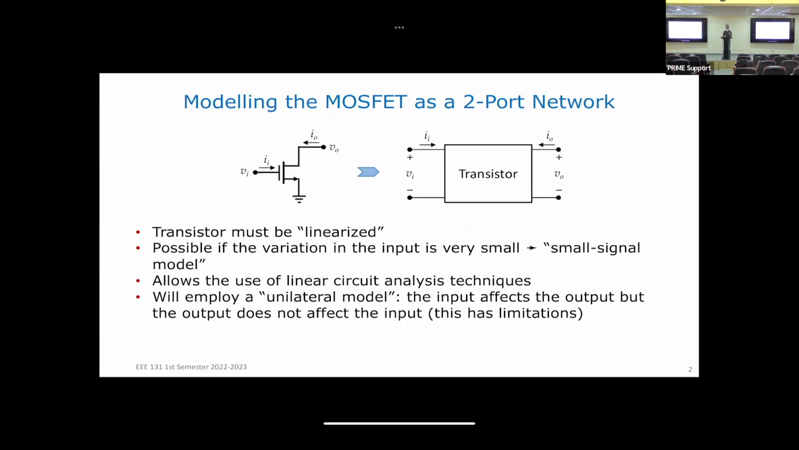Okay, and then just like the BJT, we will employ a unilateral model. So we're saying that the input affects the output. So the quantities here will affect the quantities at the output, but the output does not affect the input. Actually, this model has limitations because in some configurations, in some topologies, the output will affect the input. But for the meantime, we will just assume a unilateral model. The case where the output affects the inputs, you're going to take that up in higher EE courses when you have what we call feedback.